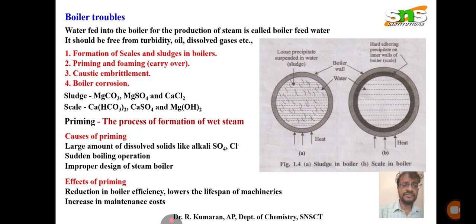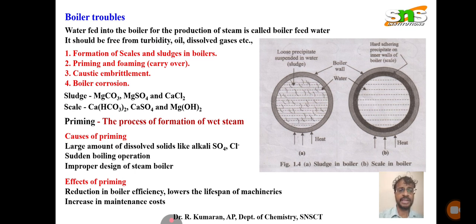The formation of wet steam is called priming. Due to fluctuation in temperature, droplets of water settle on the walls of the boiler; that is called wet steam. Priming is caused by a large amount of dissolved solids like alkali, SO4, Cl-, etc., and sudden boiling operation, as I just mentioned, the fluctuation in temperature. Improper design of the steam boiler is also a big reason.